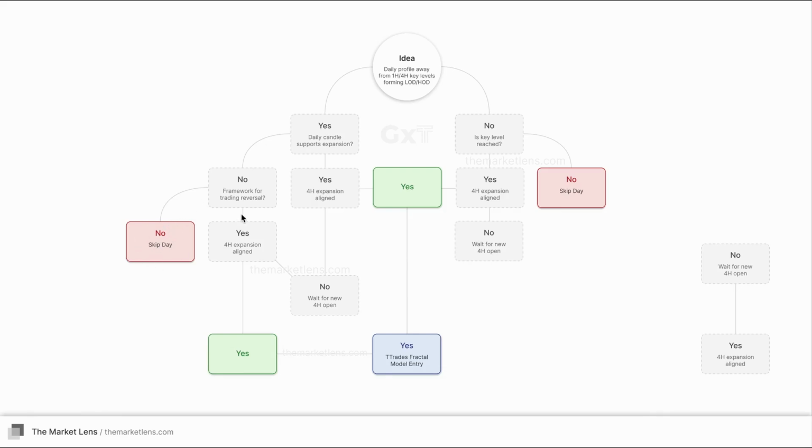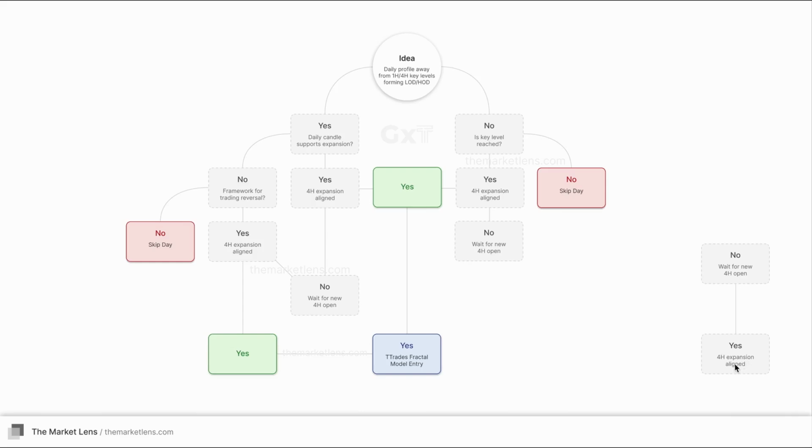So let's say there is a framework for trading a reversal. Now we go to yes, right? Is the 4 hour expansion candle aligned? If no, then we have to simply wait for a 4 hour open, right? So this is what this shows over here. If you're not aligned with a 4 hour expansion, we simply wait for a new open.